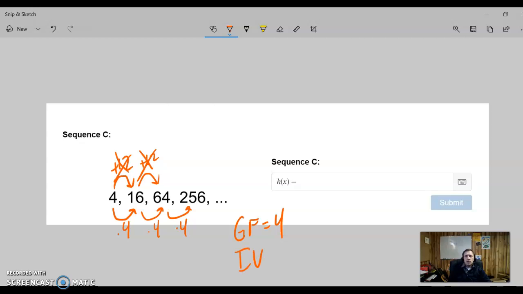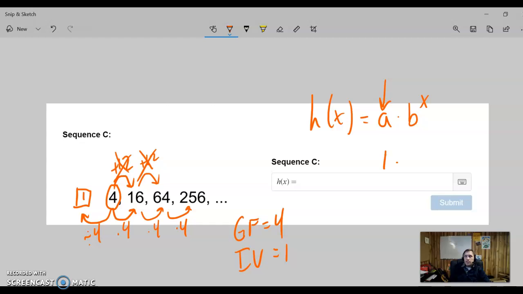But what's my initial value? My initial value is not 4, right? This is our first term. So how do I go backwards to find my initial value? Well, I undo it. If I multiply by 4 to go this way, I can divide by 4. 4 divided by 4 gives me my initial value of 1. And so for our exponential function, a times b to the x, where a is our initial value and b is our growth factor, I have the function h of x equals 1 times 4 to the x.